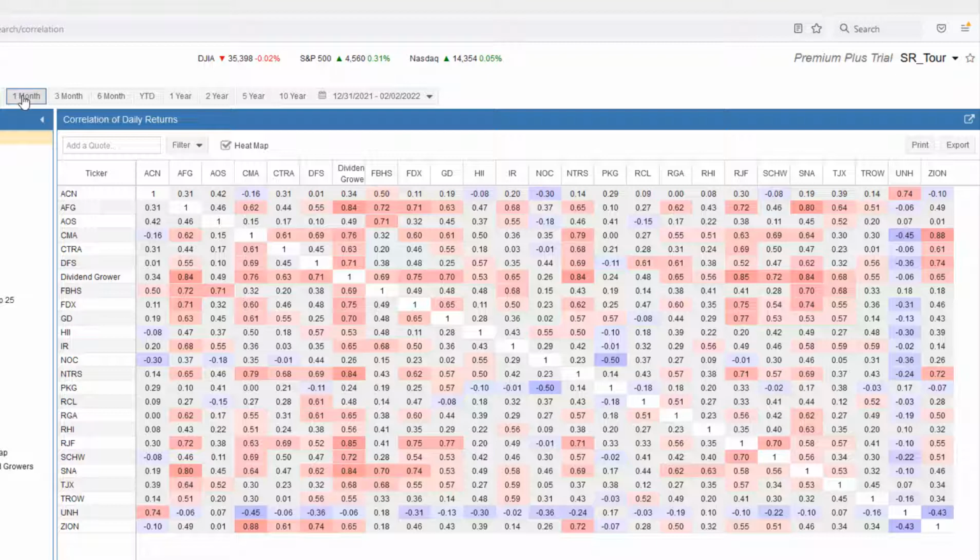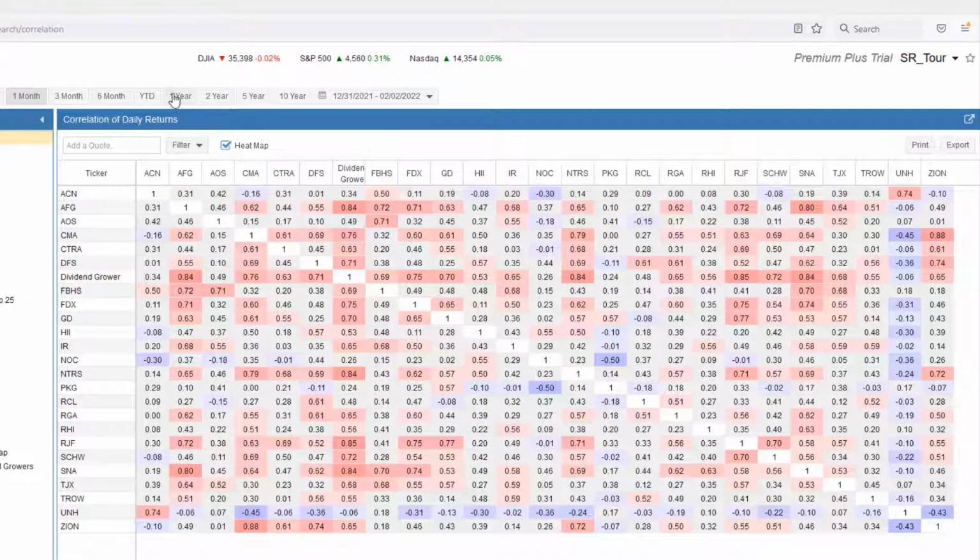Gray cells indicate coefficients that fall in the sweet spot between 0 and 0.50, considered a safe zone for the risk-averse investor. The tooltip is showing that Accenture is slightly negatively correlated with Comerica. Negative correlations are rare for most stocks and ETFs. I've picked a shorter period of time here, which is really artificially skewing things. The heat map is an optional setting. To remove the colors, uncheck the heat map box.